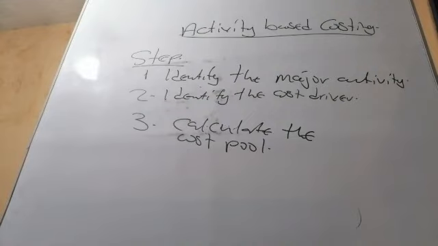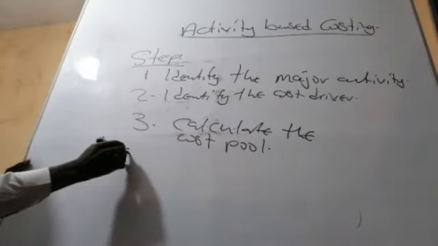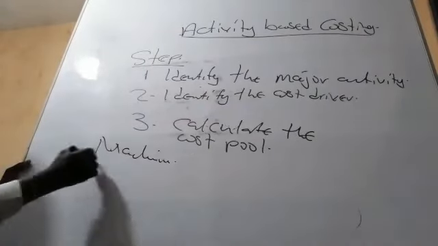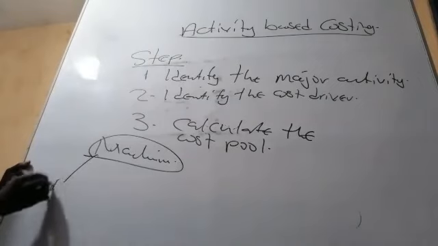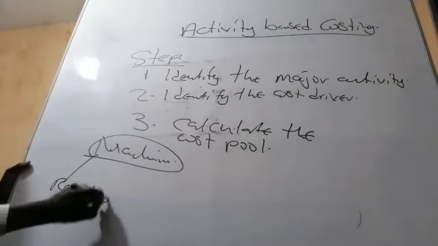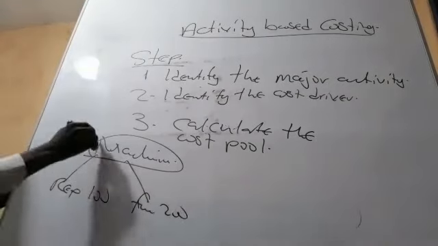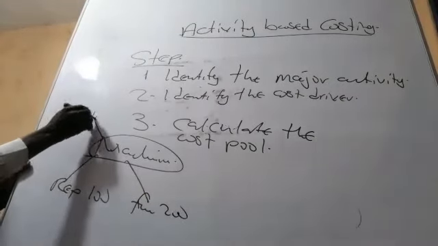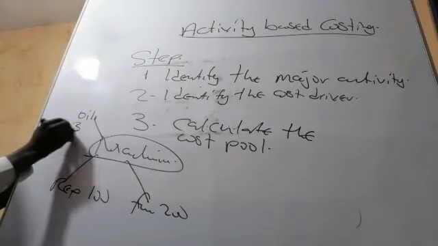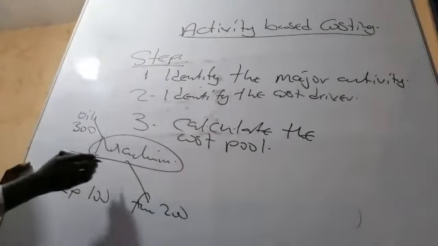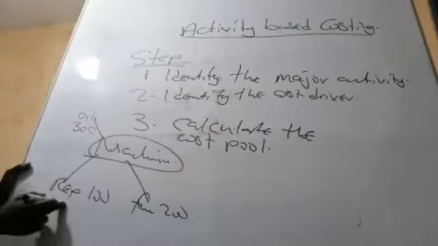Group the major ones, right? At each major activity, there are sub ones, right? Sum all the costs together. Let me give you an example. We said machine running cost, right? So machine running cost, I can have repairs, maybe 100 Ghana. I can have fuel, let's say 200. I can have oil or lubricant, that one's, let's say, 300.